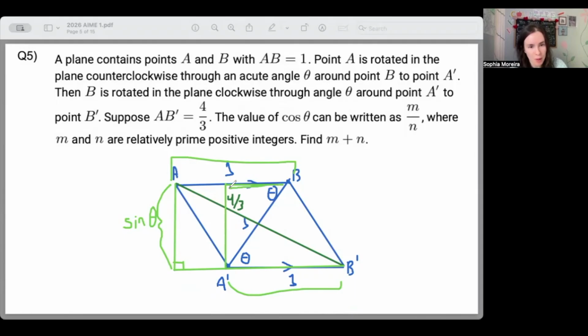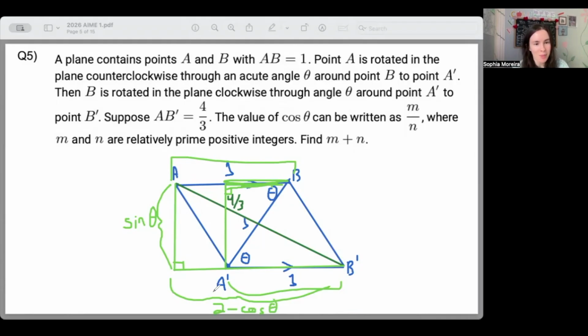Looking at this overlappy bit, we have a right triangle with hypotenuse 1 again. This is adjacent to the theta, so this little bit is cosine theta. Therefore, to get the total horizontal distance, it's 1 plus 1 minus cosine theta, so it is 2 minus cosine theta.